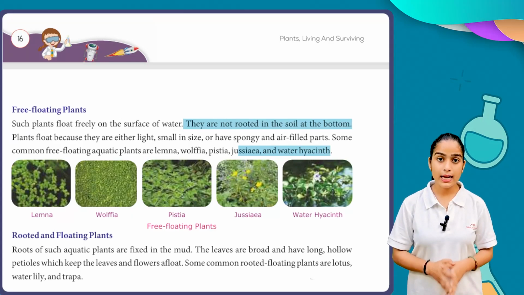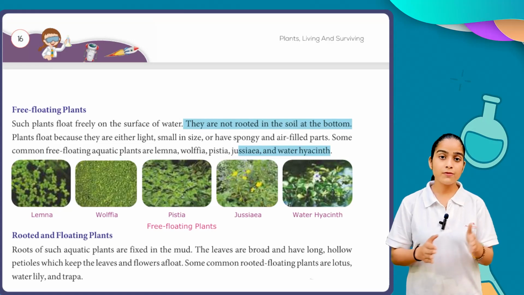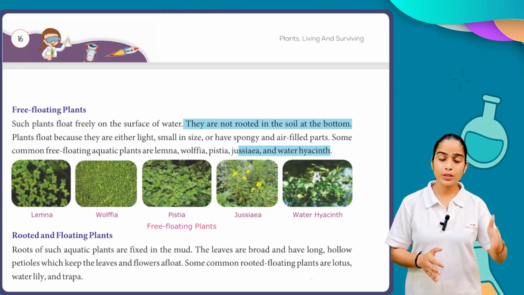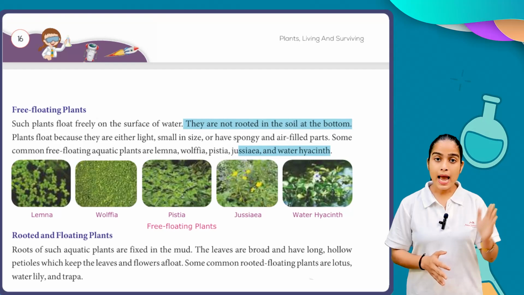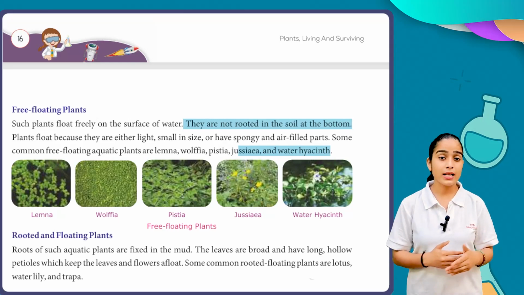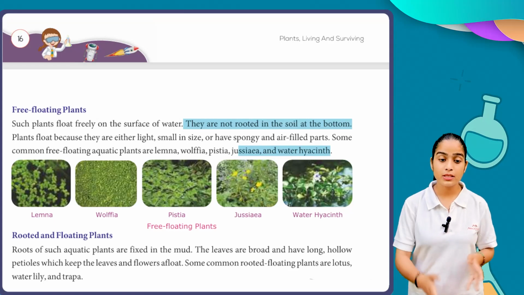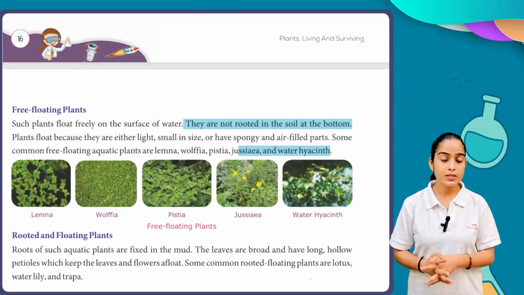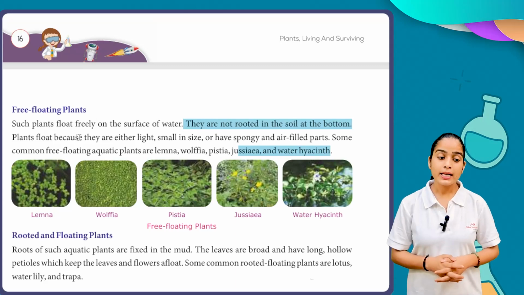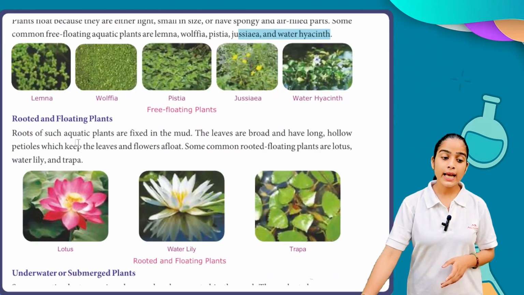So what we understand here is that free-floating plants are one example of aquatic plants, and they are very small in size and very light inside. That is why they can float in water, and we have some examples for this: Wolffia, Lemna, Pistia, etc. Next we have rooted and floating plants.